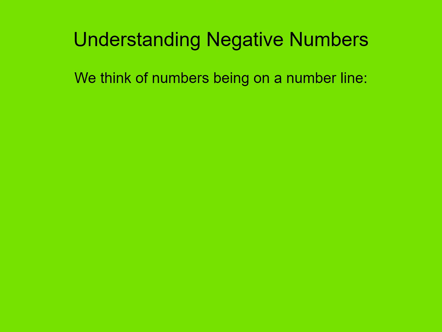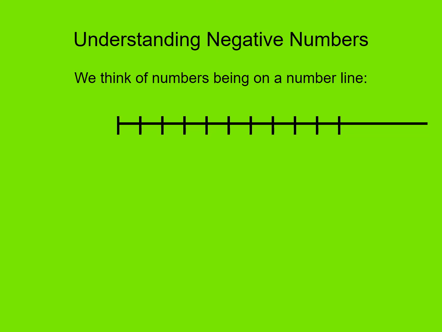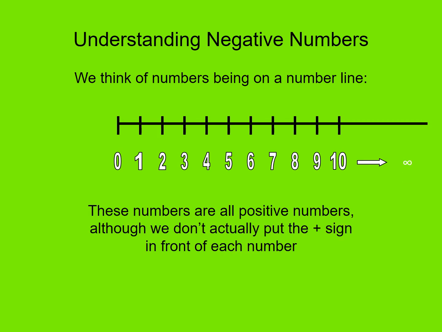Well, let's look at how we usually view numbers on a number line. This is how we're used to seeing the numbers, in this instance going up in ones, getting bigger by 1 each time as the numbers go towards the right and they go further away from 0. And so we continue. Now these numbers are all positive numbers, although we don't actually put the plus sign in front of each number, but they are positive numbers.